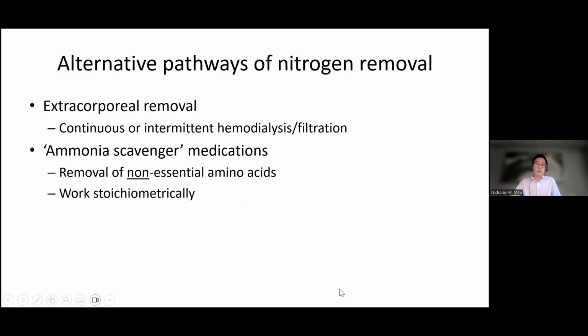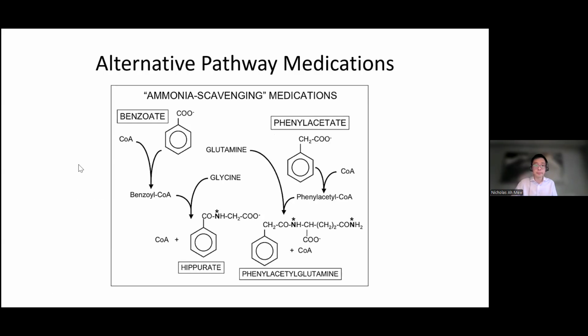There are also what you may colloquially know as ammonia scavenger medications, which don't really remove ammonia per se, but remove non-essential amino acids, in other words amino acids that the body can reconstitute from carbon skeletons and ammonia. These medications work stoichiometrically, which is to say that every mole of these medications that you provide will eliminate a certain number of moles of nitrogen.